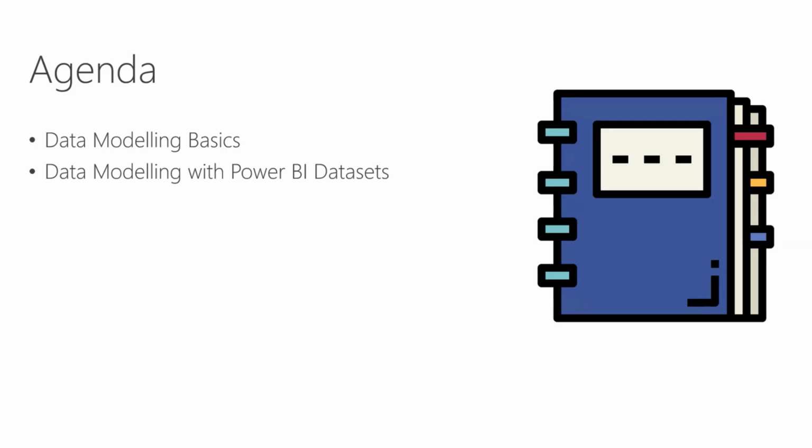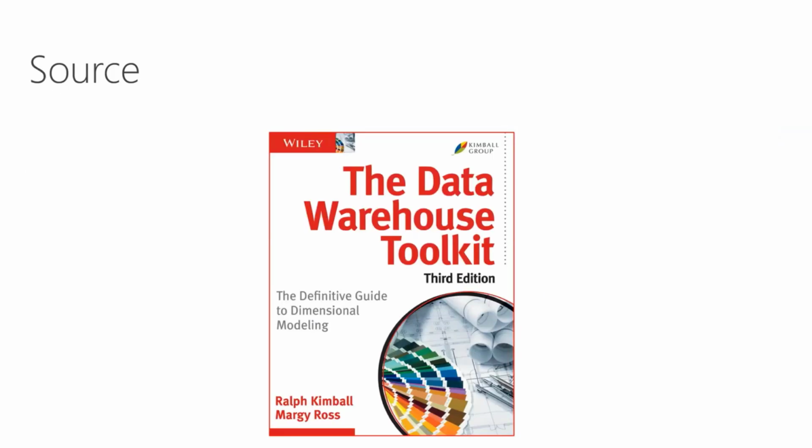Right, so that's the agenda. Afterwards, what I want to tell you about is this particular book, The Data Warehouse Toolkit, which is a definitive guide to dimensional modeling. It's a book by Ralph Kimball and Margy Ross. I hope I pronounced that name right, but the co-author is Ralph Kimball, as far as I know.